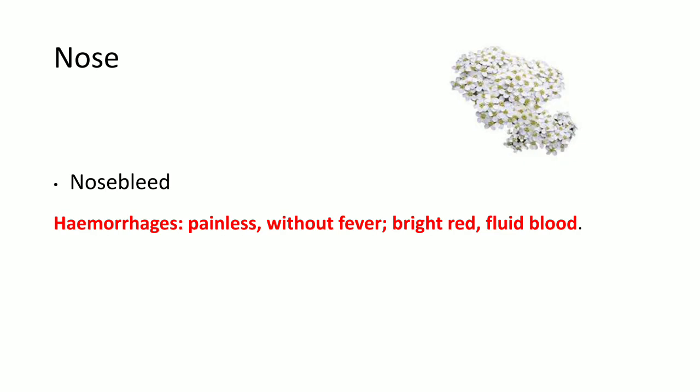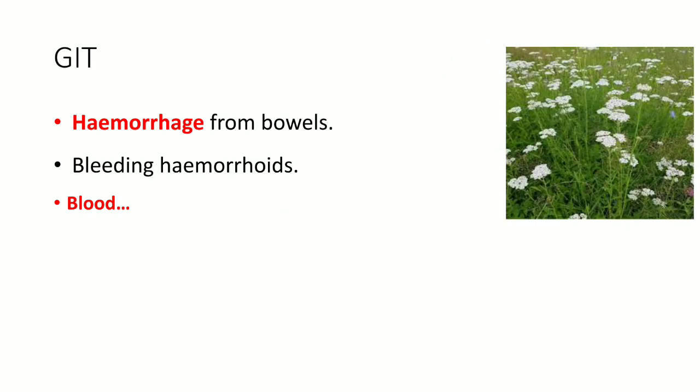Now we can apply this hemorrhage region wise. From the nose, it is a remedy for epistaxis. So you have to remember the characteristic feature of the hemorrhage: it is painless, no fever, bright red, fluid blood and no anxiety. Then from the GIT, bleeding from bowels, similarly bleeding from hemorrhoids. Here also you have to remember the character of the blood, which is painless, without anxiety, without fever, bright red, fluid blood.